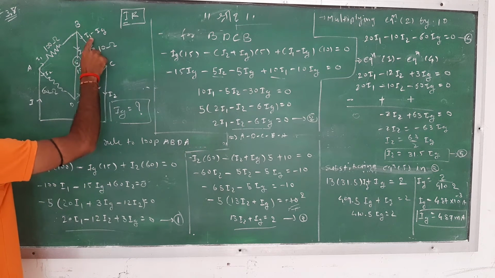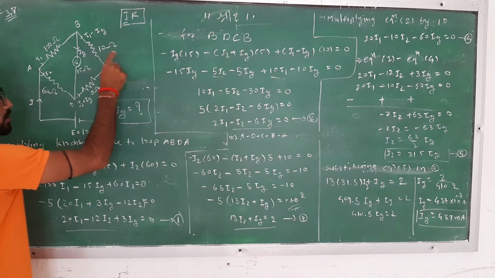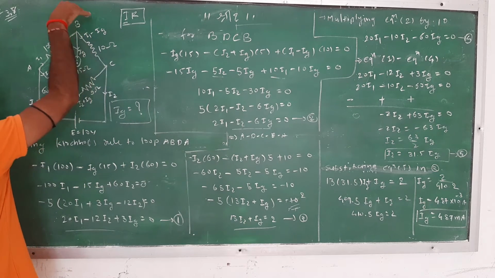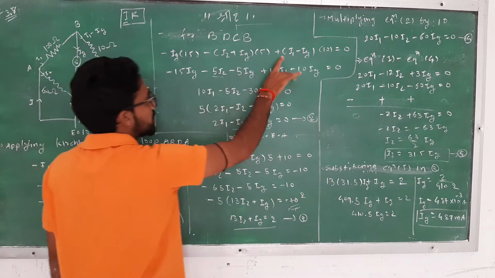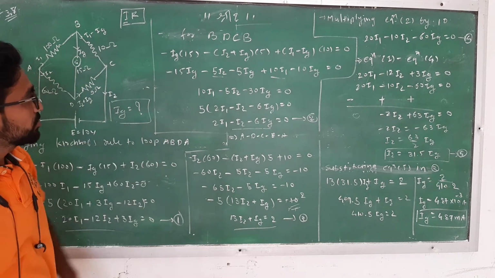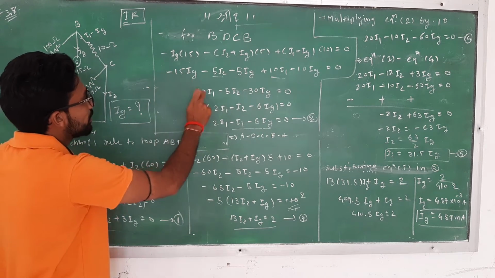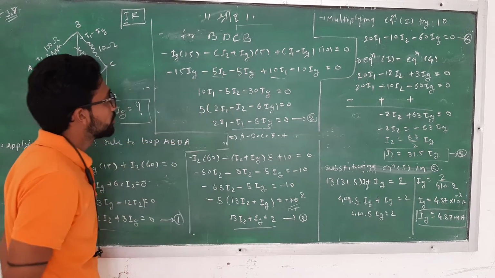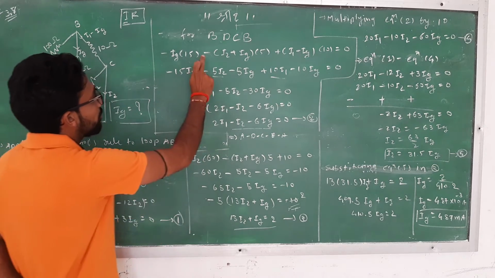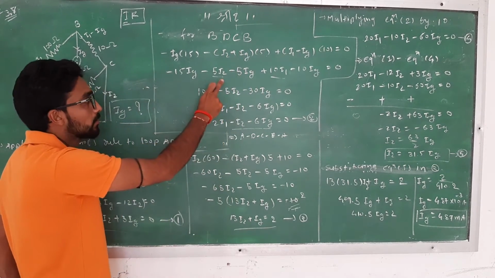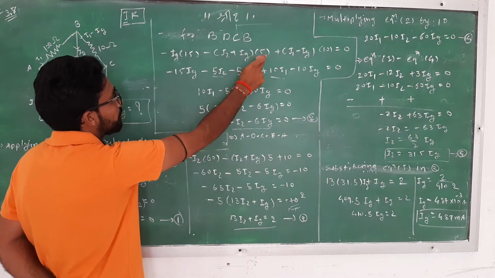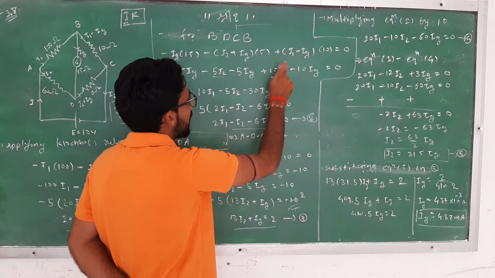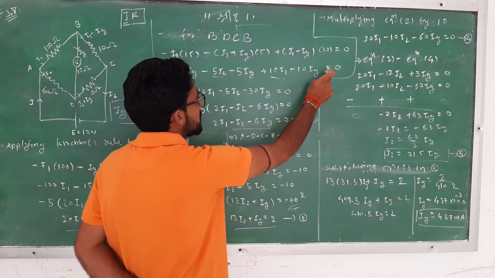Then from C to B, the current is I1 minus IC and the resistance is 10. Our direction is from C to B, but the current flows from B to C, so this is taken as positive. Now simplify the equation: minus 15 IC, minus 5 into the bracket, minus 5 I2 minus 5 IC, then open the bracket for 10, so 10 I1 minus 10 IC is equal to 0.